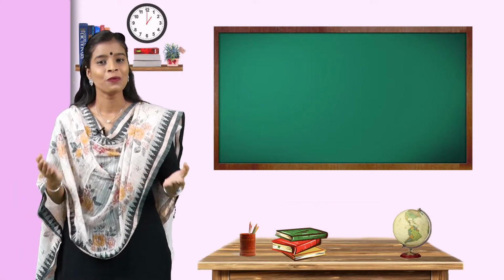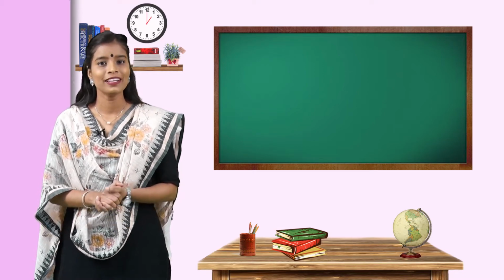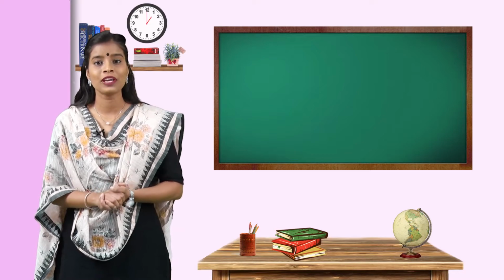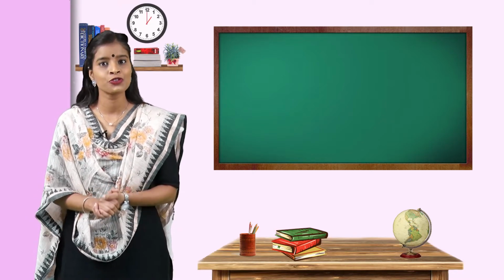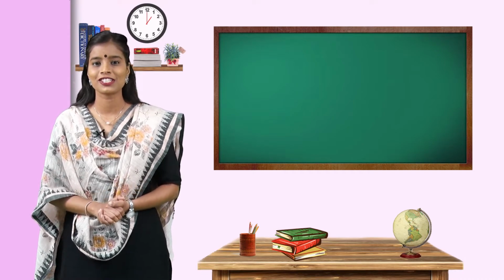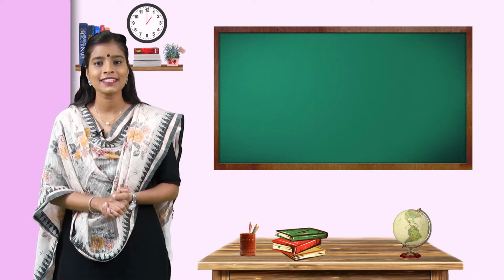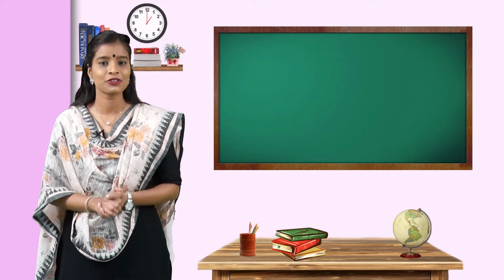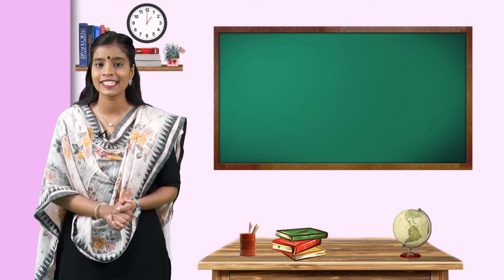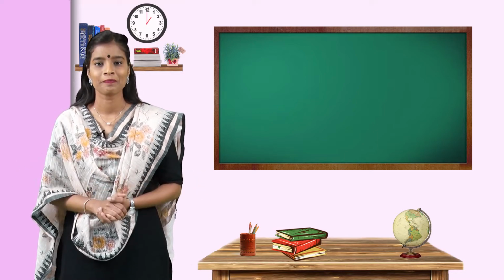Children, wasn't it an interesting poem? Now let's do an activity. Today we will be learning about two figures of speech. First, alliteration, and second, onomatopoeia. First, let's talk about alliteration. Alliteration is when a letter is repeated in a line or stanza.